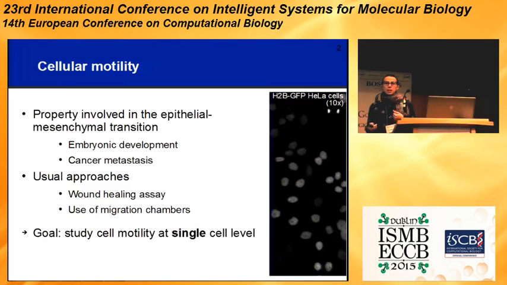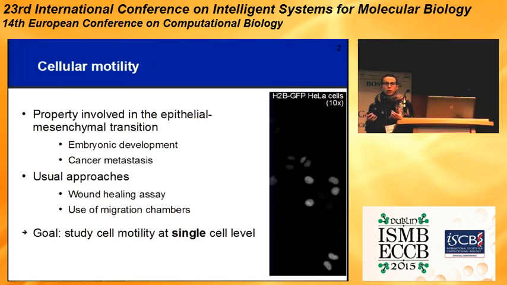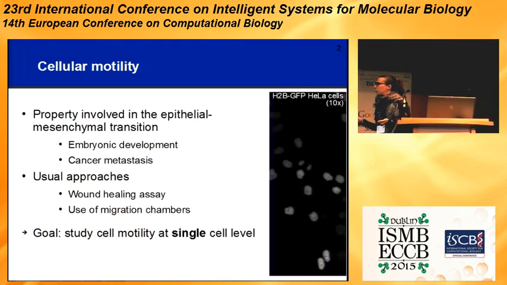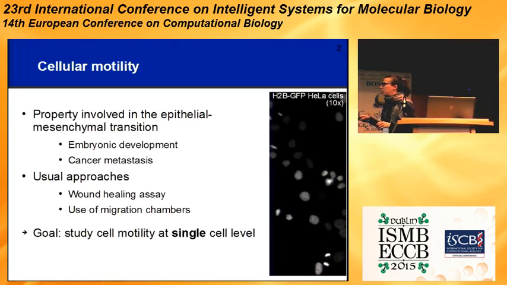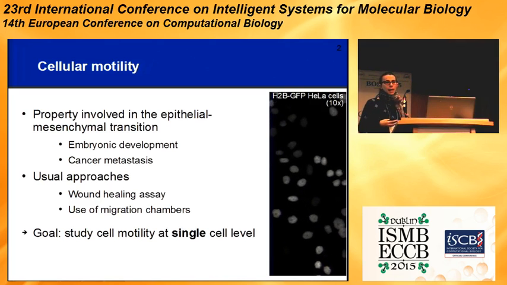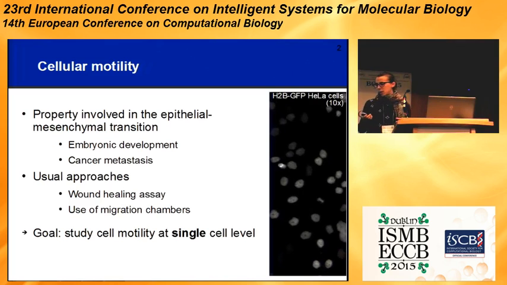For this reason, it's very important to be able both to know and to learn its molecular basis, as well as to detect environmental contaminants and drugs that can perturb it. The usual approaches to study cell motility use wound healing assays or migration chambers, and hence provide the user with aggregated data at the level of the cell population.